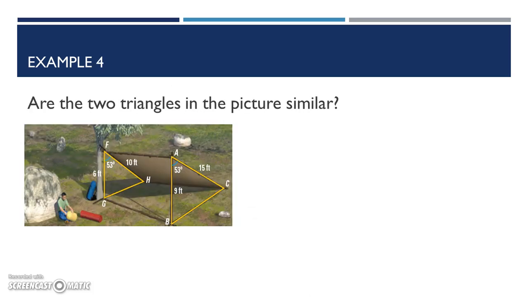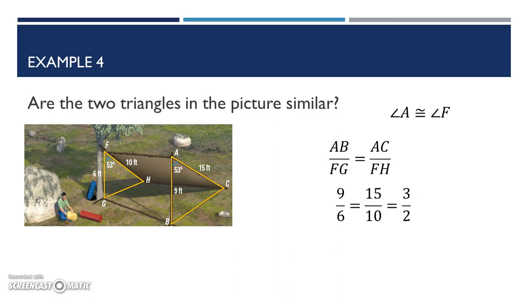Okay. Here, are the two triangles in the picture similar? Well, first off, we got a pair of 53 degree angles, angle F and angle A. Then we got to check to see if the ratios of the sides that create that angle are the same. So one pair of sides is 10 over 15, which simplifies down to 2/3. And then the other set is 6 over 9, which also simplifies down to 2/3.